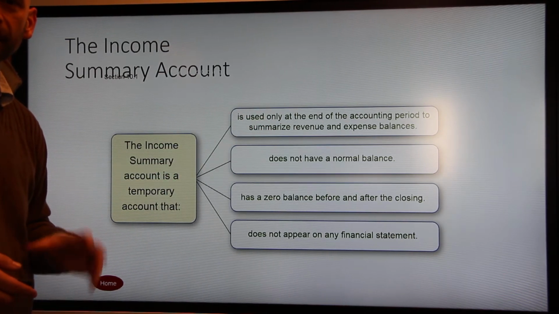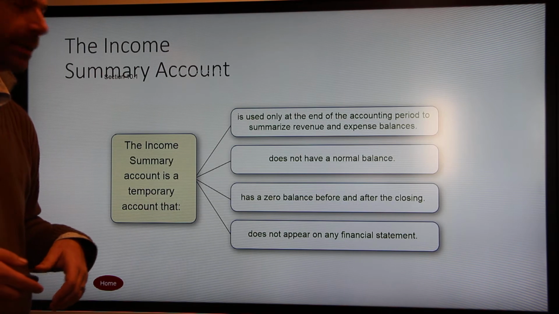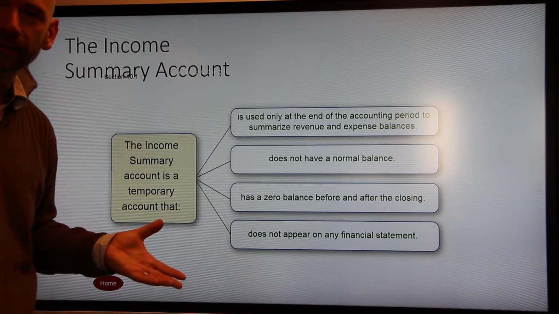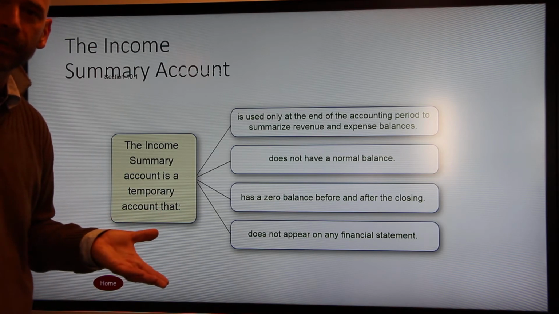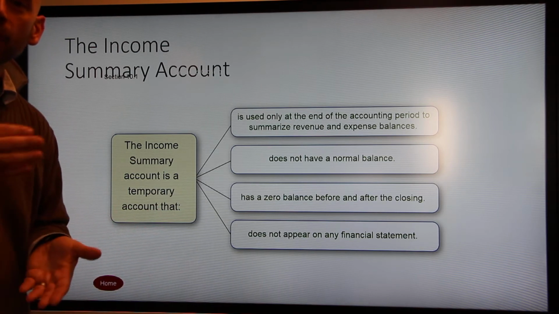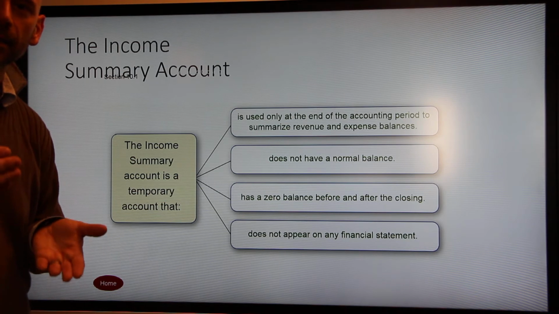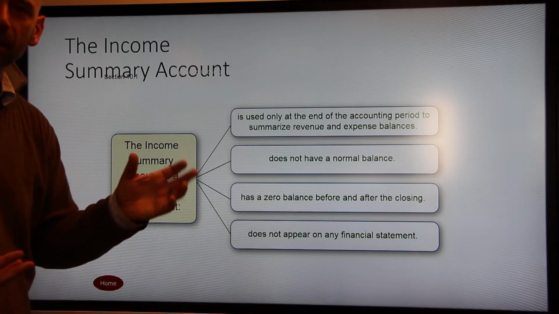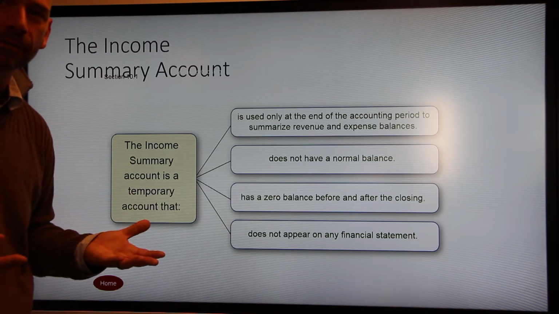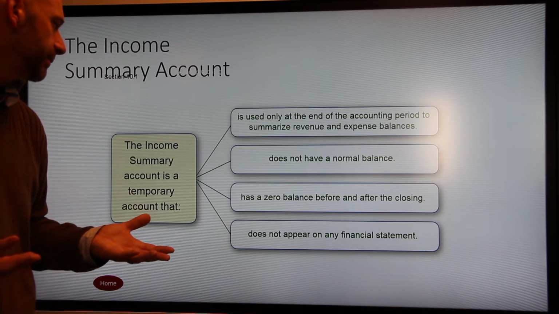Some other rules for income summary: it is used only at the end of the accounting period to summarize revenue and expenses. It does not have a normal balance, right? The balance is whichever side is larger. Your credits would represent your revenue, so if you have a net income, income summary is going to have a credit balance. But if your expenses are greater, you have a net loss, and it would have a debit balance. So it doesn't have a normal balance. It depends on what your net income or net loss is for that period.